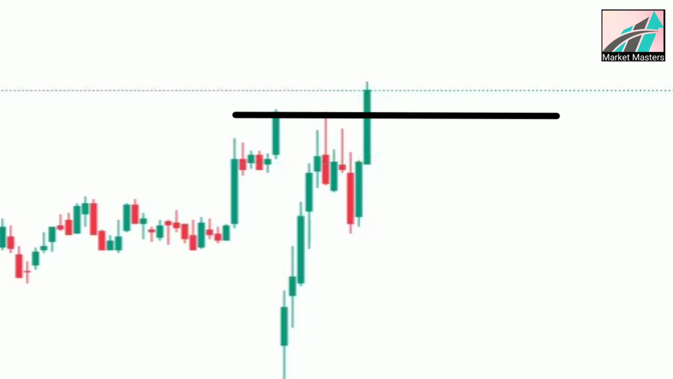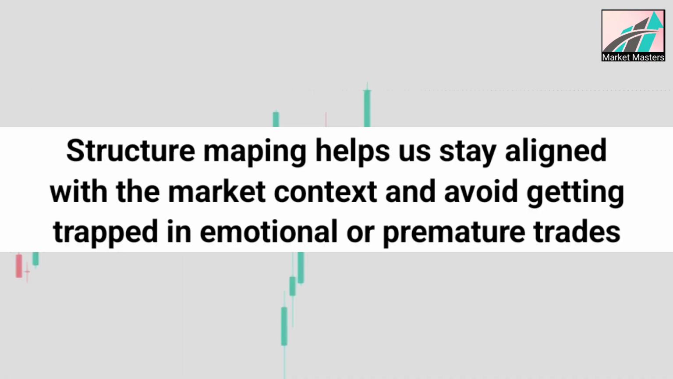And this is exactly where structure mapping becomes so valuable. It helps us stay aligned with the market context and avoid getting trapped in emotional or premature trades.